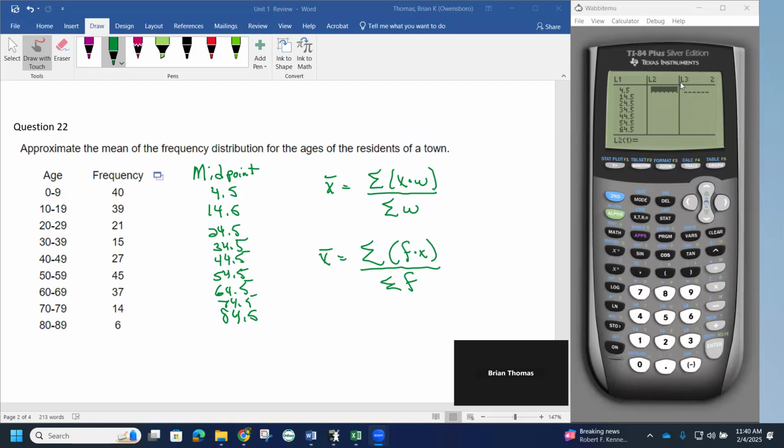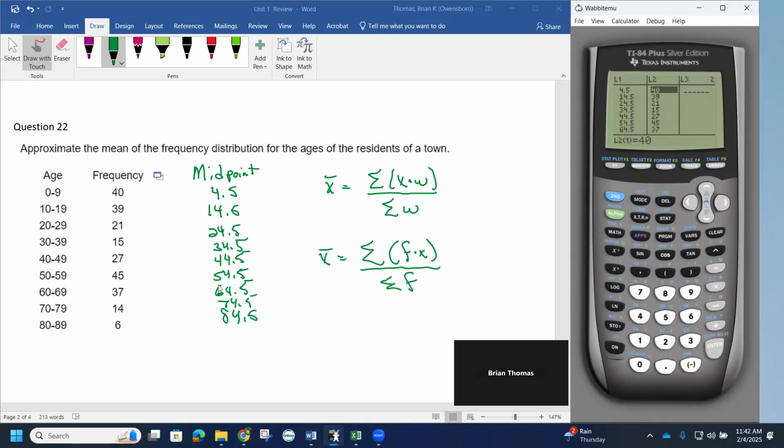So once I get the midpoint values in, the next thing I want to do is create a list two, which is going to be the frequencies. So that's how many times we have those occur. So the 4.5 essentially occurred 40 times. So I'm going to put the frequencies in the second column. So I'll pause my video there while I put that data in. So going back in, I now have my L1 is my data points.